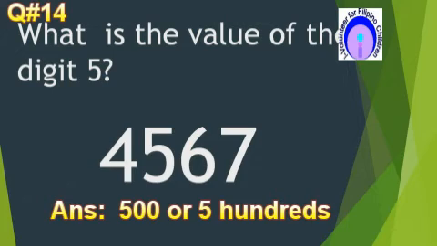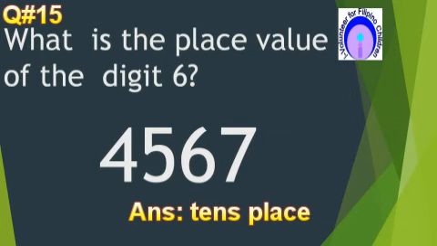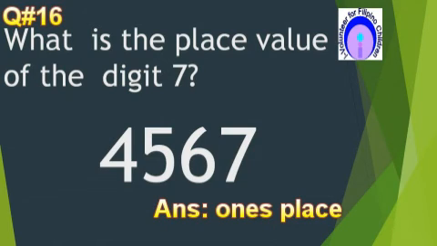Number 14. What is the value of the digit 5? The answer is 500 or 500s. Number 15. What is the place value of the digit 6? Digit 6 is in the tens place. Number 16. What is the place value of the digit 7? Digit 7 is in the ones place.